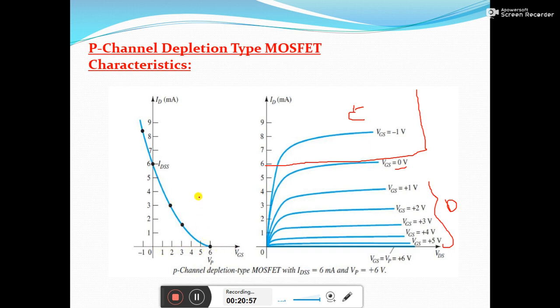Similarly here also you can see, for positive VGS value, these are depletion mode, and for negative VGS value, this is going to do an enhancement of channel, or the channel conductivity is increased here, and the ID current value becomes more than IDSS here. This is an exact mirror image of the previous n channel depletion type of MOSFET. So otherwise the explanation it holds would be same for both.